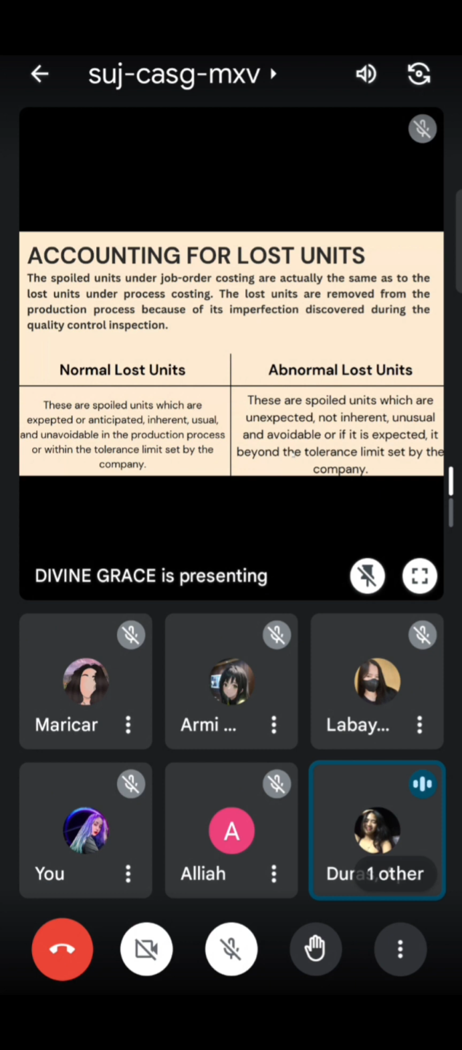While in abnormal loss units, these are spoiled units which are unexpected, not inherent, unusual, and avoidable, or if it is expected, it is beyond the tolerance limit set by the company. Abnormal loss units are those that occur unexpectedly or unusually, deviating from the anticipated or normal level of loss within a business. Some of the examples are a warehouse getting flooded, fire in production facility, and intentional destruction. Accounting for abnormal loss units often involves investigating the cause, assessing the impact on financial statements, and implementing measures. Next slide.